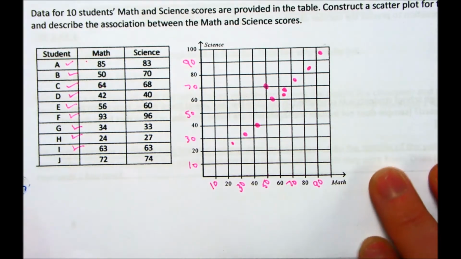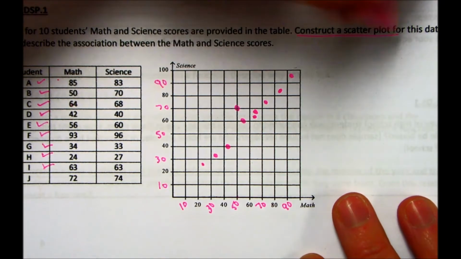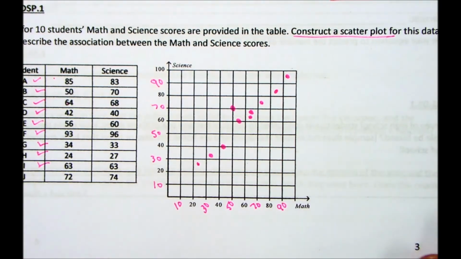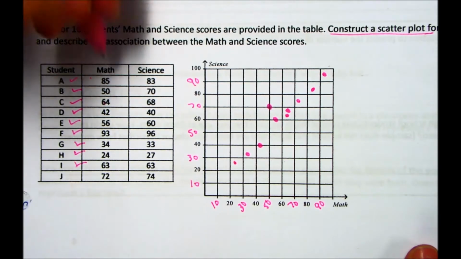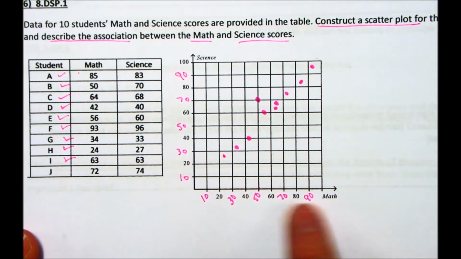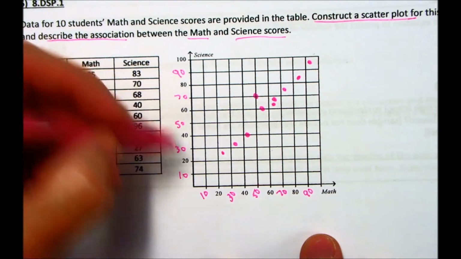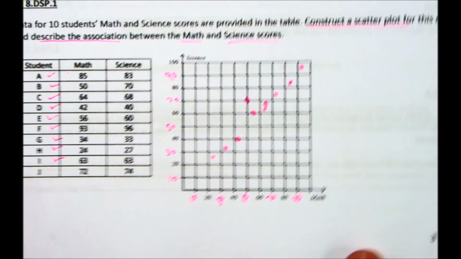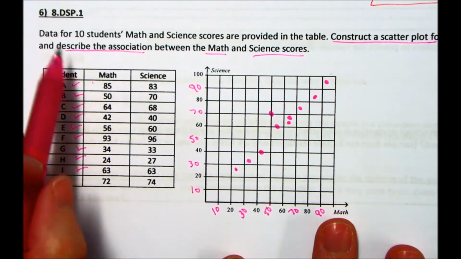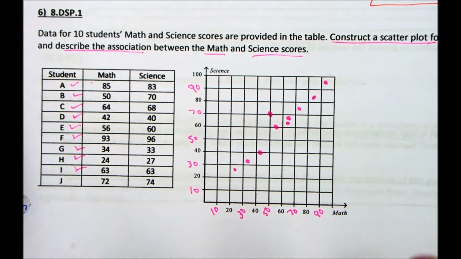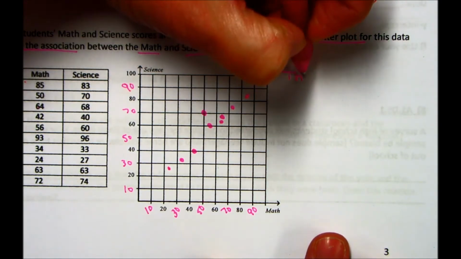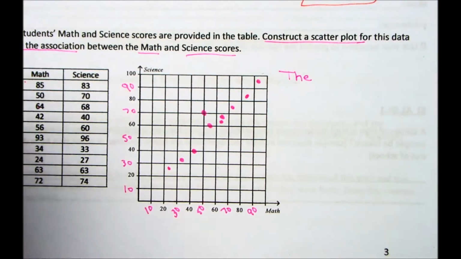Okay, so we did the first thing, we constructed a scatter plot. This is our scatter plot, it just is the points from the data. And they want us now to describe the association between the math and the science scores. If you look at the math scores, as they are increasing, the science scores look like they are increasing also. So there's a positive correlation between the math and science scores. The description, describe the association, is a little bit vague, so I'd rather give a little bit more information than not enough.